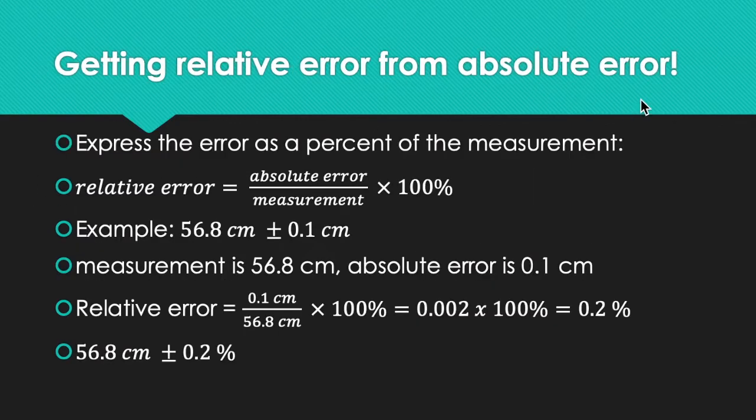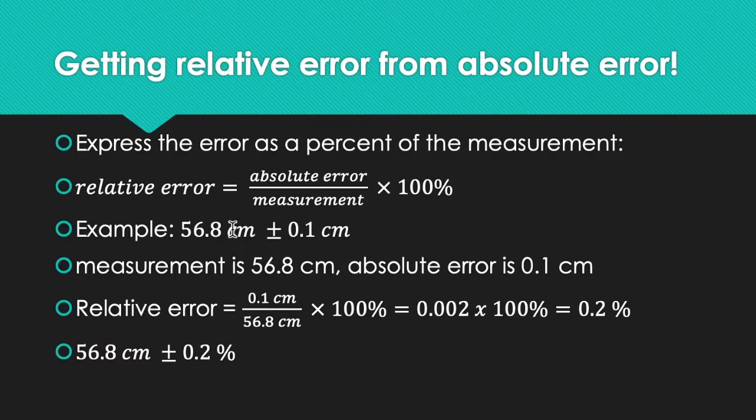So if you have the absolute error and you want the relative error, so you have the error expressed in the units of the measurement and you want to figure out the percent, the way you would do that, figure out what percent is that error of my measurement, you would take the error, divide it by the measurement, and then multiply that result by 100%. So this would be the fraction, and then you would multiply that by 100%.